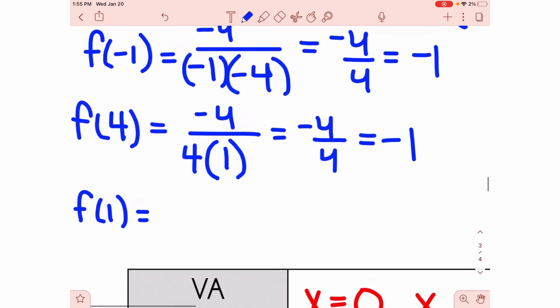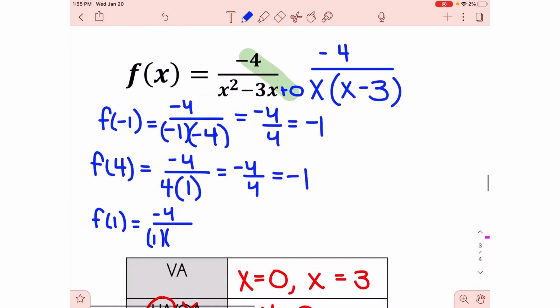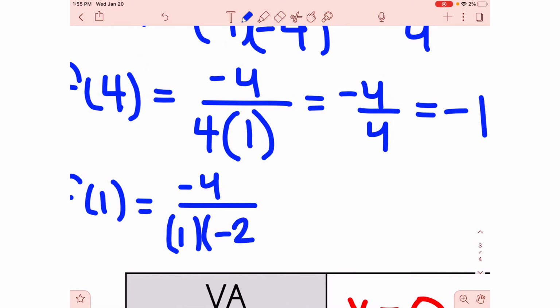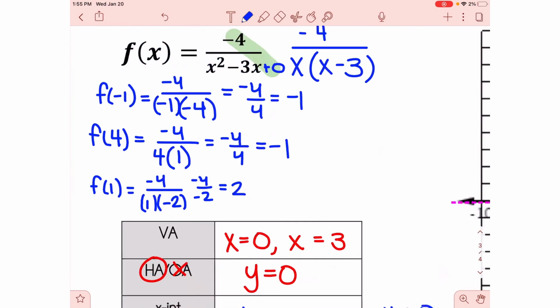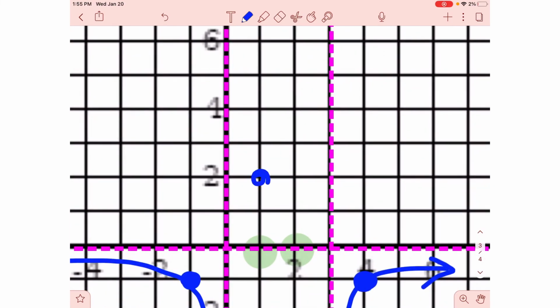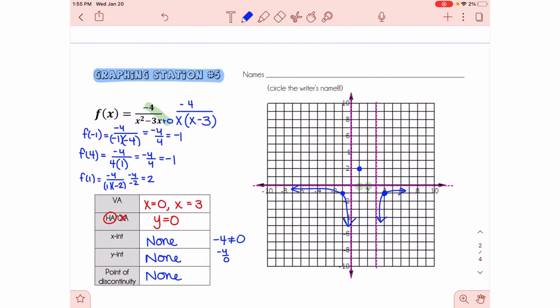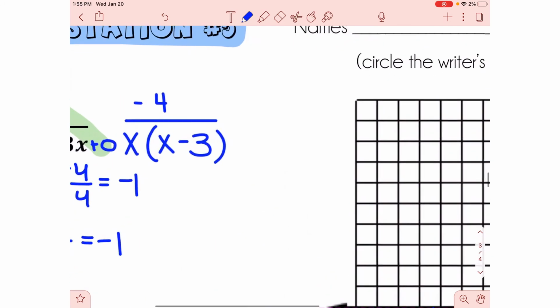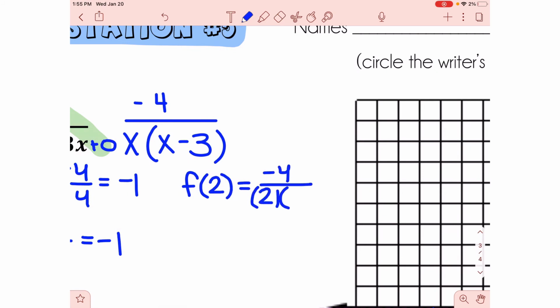Okay, so on top, I still get a -4. And then 1 times 1 minus 3 is -2. So -4 over -2 is +2. So 1, 2 is a point. All right, let's plug in 2. So we get -4 over 2 times 2 minus 3. So that's going to also be -4 over -2, which is 2.